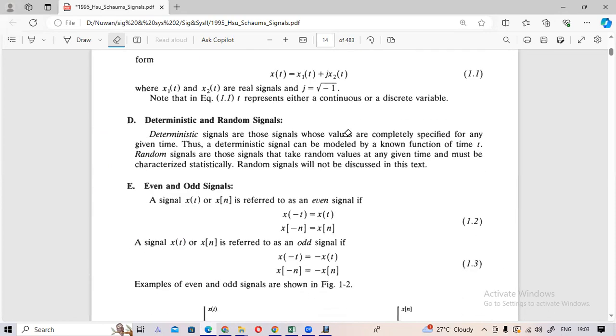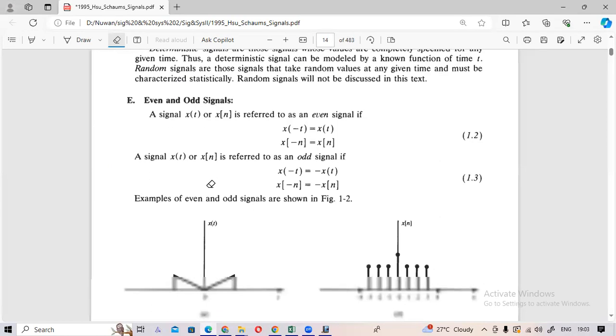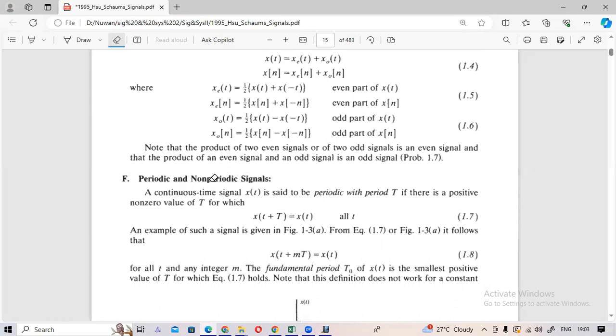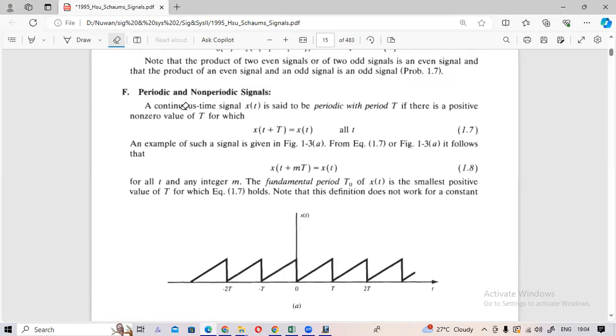Okay, deterministic signal, random signal, even odd signal. These are some types. Okay, periodic, non-periodic. At least you should be familiar with this. Continuous time, discrete time, analog, digital. You need to know what is a discrete time signal, continuous time signal, analog signal, digital signal, periodic signal, non-periodic signal. At least you should know these types of signals.